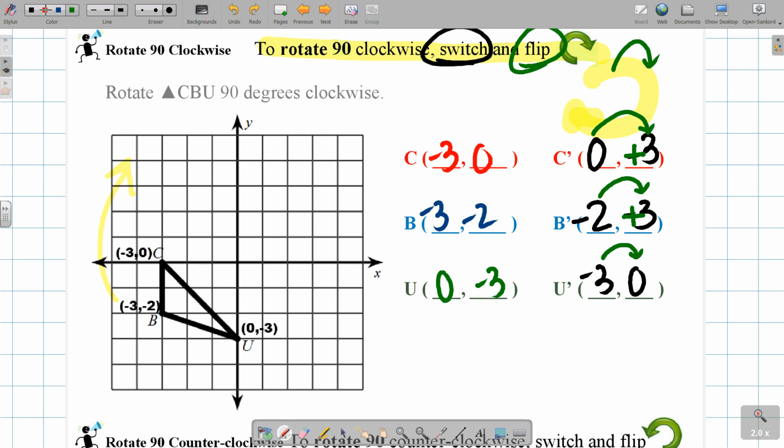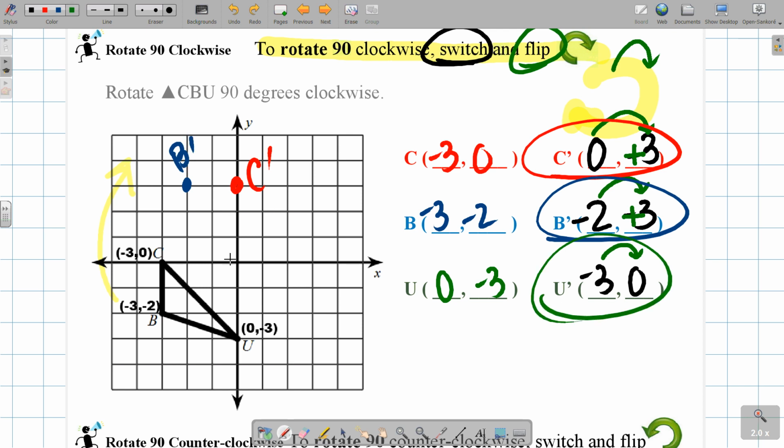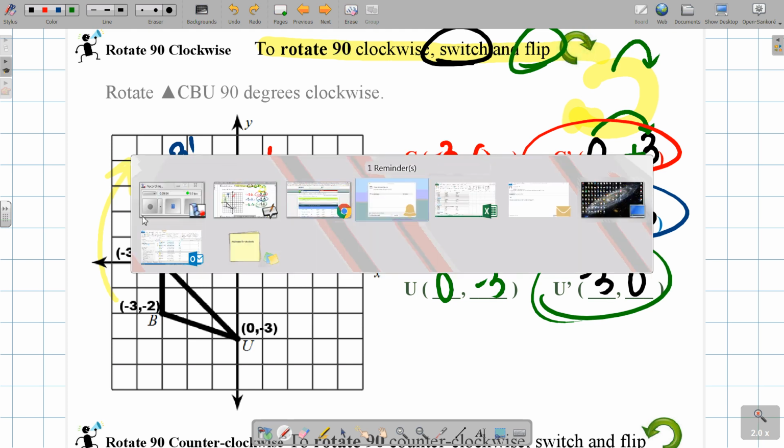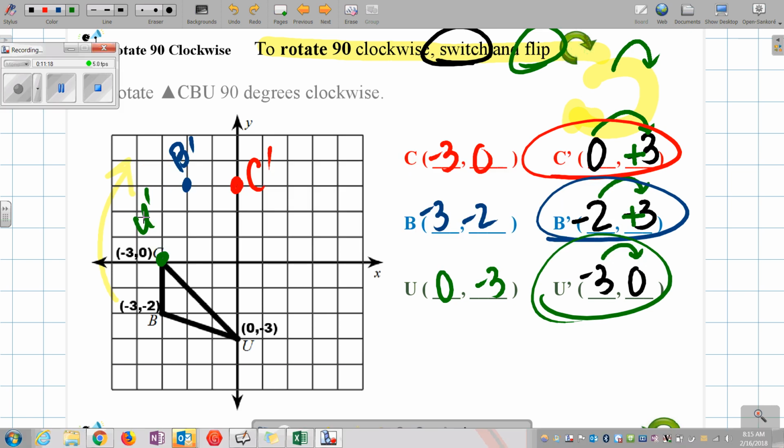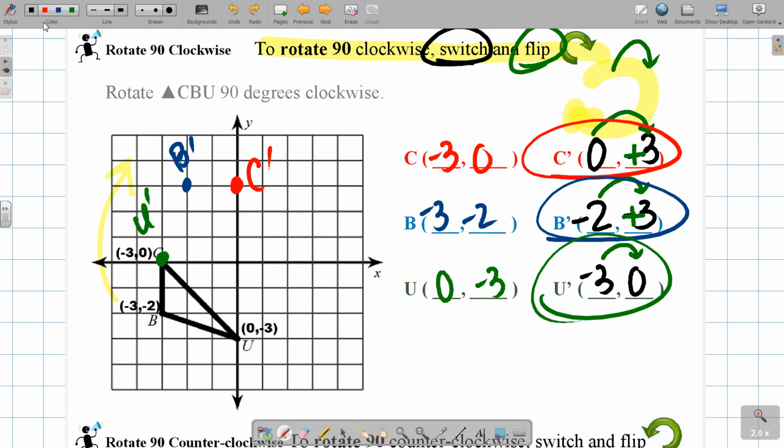Go ahead and let's graph the new points. So that's going to be 0, 3. That's our C prime. -2, +3. That's our B prime. And -3, 0. That's now our U prime. And this rotation is kind of hard to see. It looks kind of like a reflection.